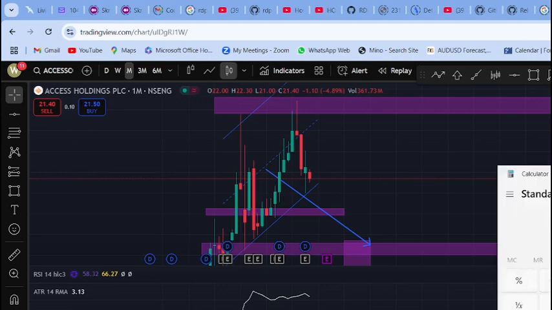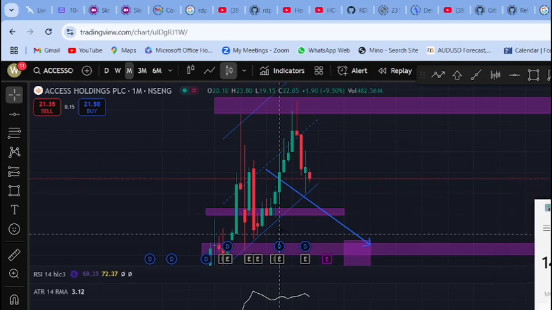So 3 naira 13 kobo, bring out your calculator. 313 divided by what is the opening of this bar? I need to know the price that it opened. It opened at 22 naira, so divided by 2200. Multiply by 100, and you now get 14.2%. So you can now use that 14.2% to discount whatever you want to use as your entry.